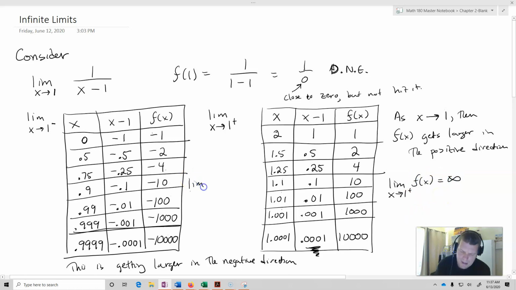And the limit as x approaches 1 from the negative side of f of x is going to equal negative infinity, because it's getting everlastingly smaller. Smaller and smaller and smaller. Okay? Whereas the other side is going to get bigger and bigger and bigger.